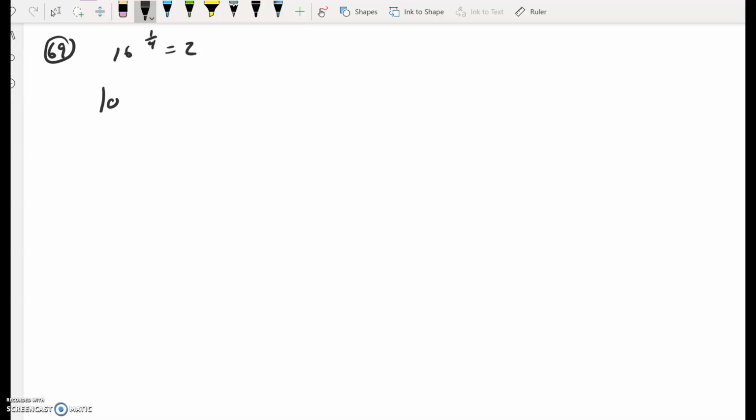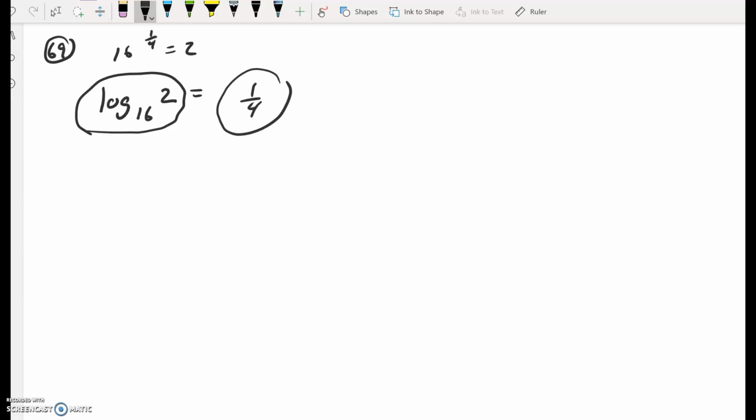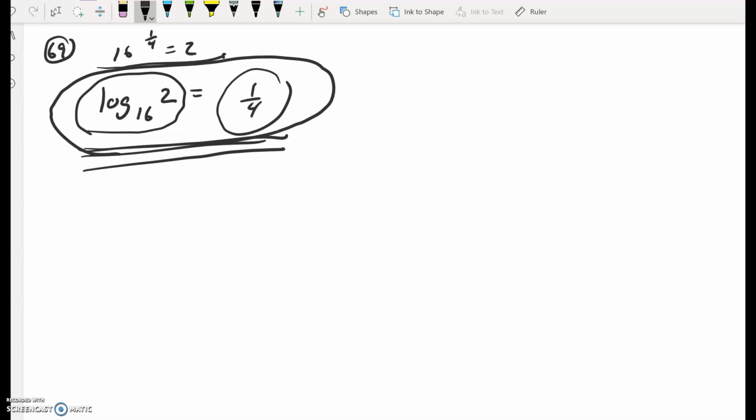a logarithm. So let's start off with the log. Now the logarithm, what's the base here? Well, the base for the power of 1/4, the base is 16. So the log base 16. Then we need the final result, that's 2, equals, and this logarithm is an exponent. So the thing that's over here should be the exponent, and that's 1/4. So we're learning how to go back and forth from exponential equations here to logarithmic equations here. And this would be the final answer for 69.